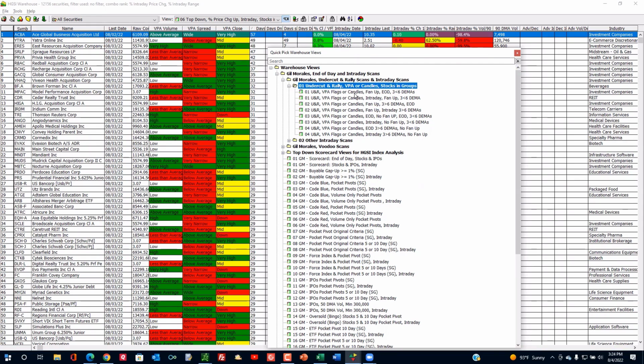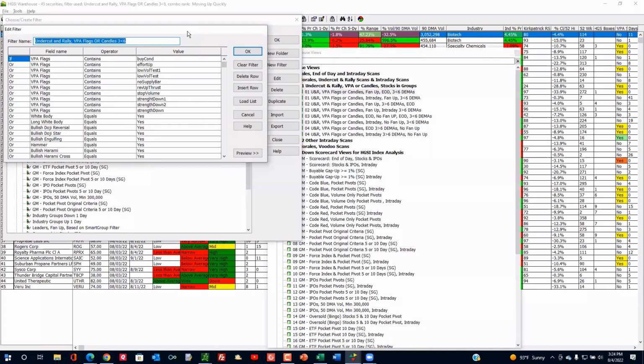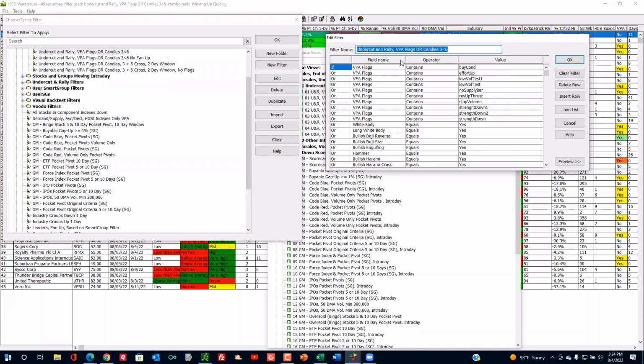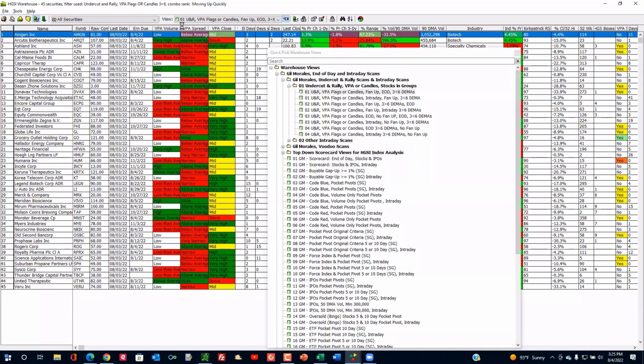When I first built this, I just did it with VPA flags, but I thought to myself, I'm missing too many signals that way. So I thought I would put bullish candles in here also. And I'll just show you the filter quickly, and you can see that it's complicated. If any of these VPA flags occur, or if any of these bullish candles appear, these are all "or" statements. So it just takes one of them. Then the securities will pass through this screen.